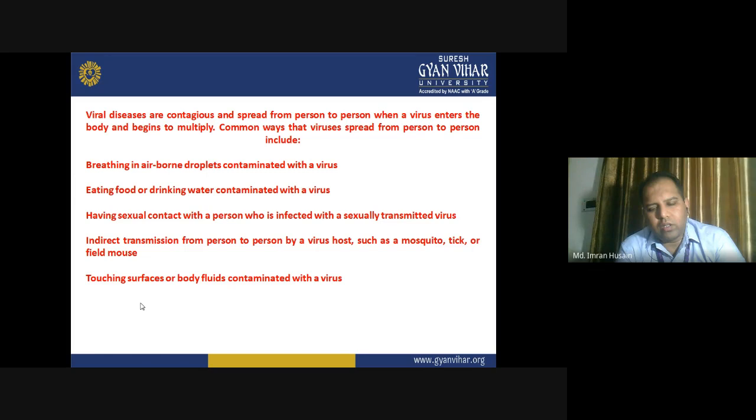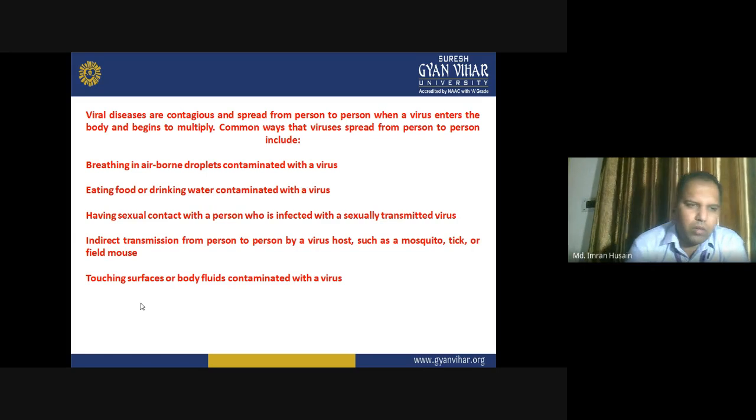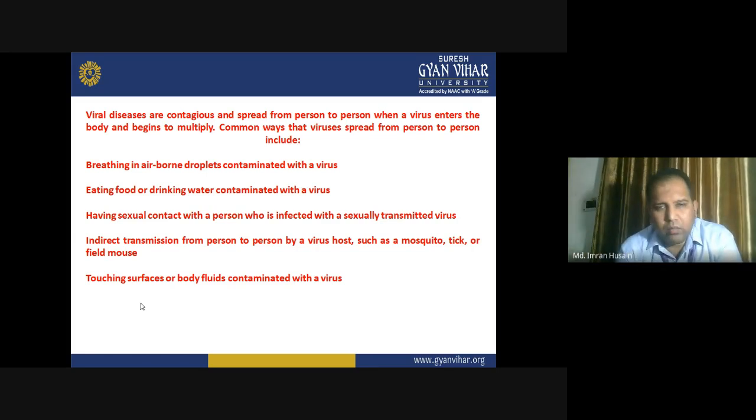So the mosquito bit a person who had a viral disease, then it went and bit another person who did not have any viral disease. In this manner, mosquitoes also transmit the viral infection from one person to another. Touching surfaces or body fluids contaminated by a virus is known as indirect infection. If you touch a surface or body fluid that has been contaminated by a virus, it can create a big issue of infection.